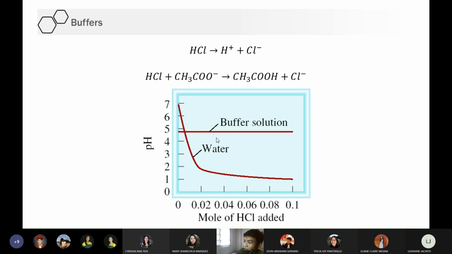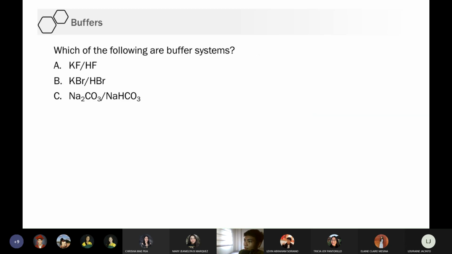Anyway, so ano lang to? So, yan. Kapag buffer system, the pH doesn't change, no? Whether you add acid or base, no? Hindi agad-agad siya nag-change, no? Compare that with the water alone. Okay. So, ito. Let's try to determine if these three mixtures are buffer system. So, tignan natin kung buffer system sila.